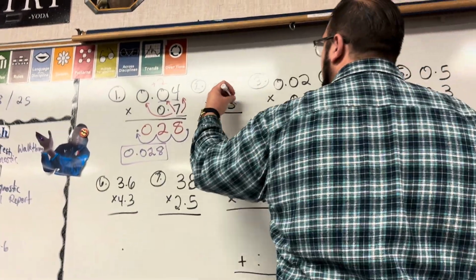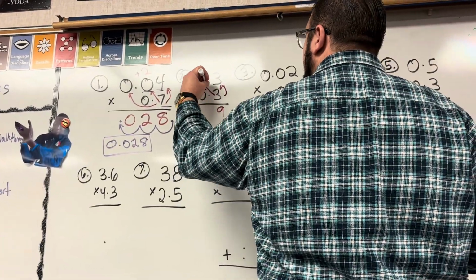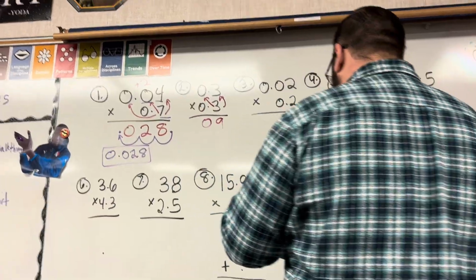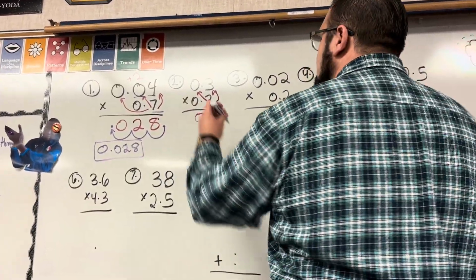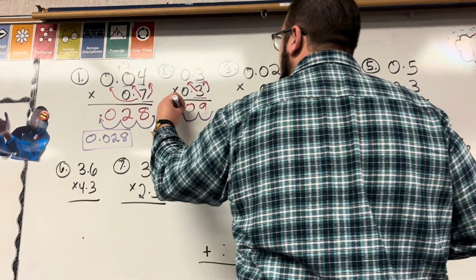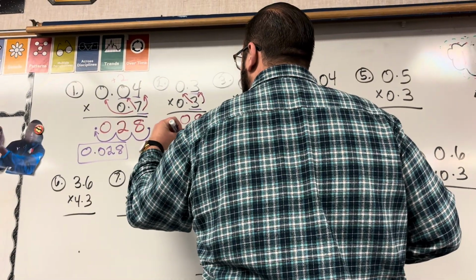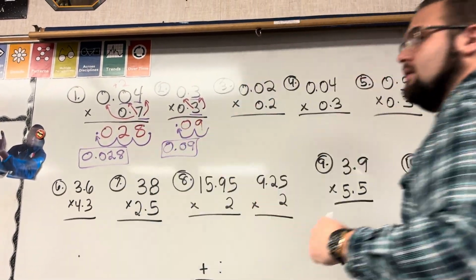Number 2. 3 times 3 is 9. 3 times 0 is 0. And we have 2 numbers behind a decimal. 1, 2. So we go 1, 2. And we get 0.09. Okay?